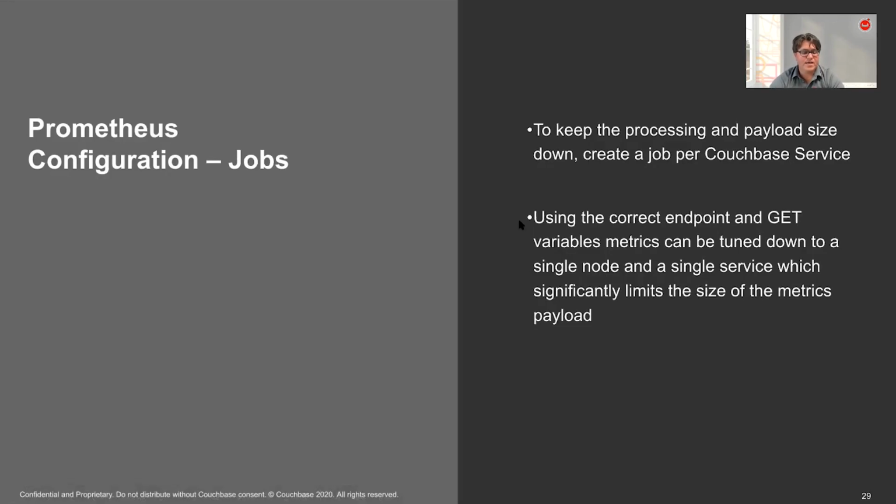If we're using the correct endpoint, we can configure our Git variables to only get specific nodes or specific services. Instead of scraping every node in the cluster at once, we could set it up so that each node gets scraped individually. While that's typically not required, it is something that we can do.